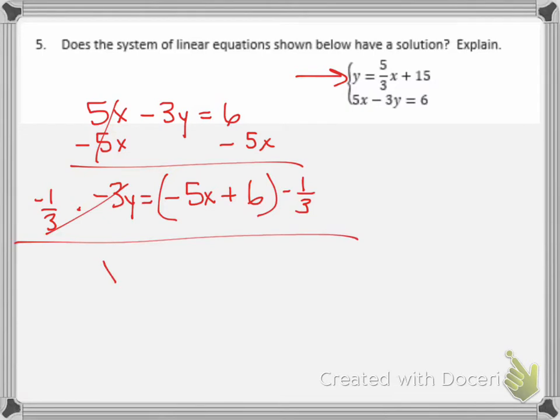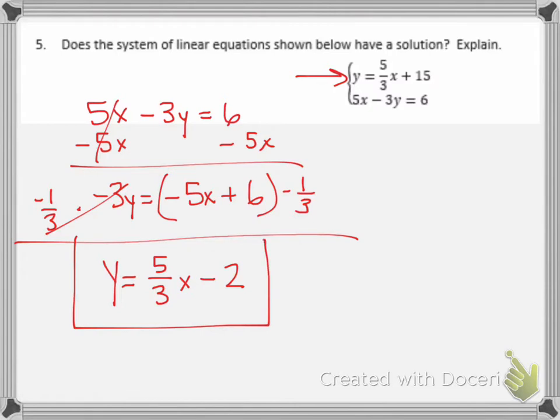And we get y equals negative 1/3 times a negative 5, which is a positive 5/3 x. And a negative 1/3 times 6 is a negative 6/3, which gives us a negative 2. So y equals 5/3 x minus 2, and y equals 5/3 x plus 15. Those are parallel lines. They have the same slope, different y-intercept. Again, no solution.